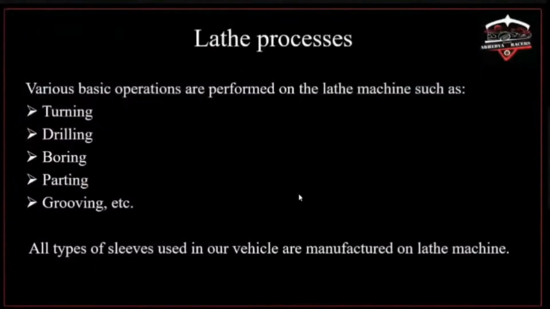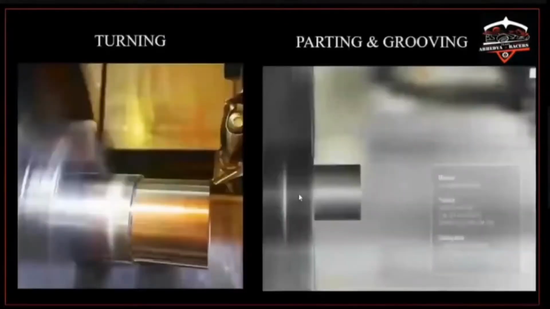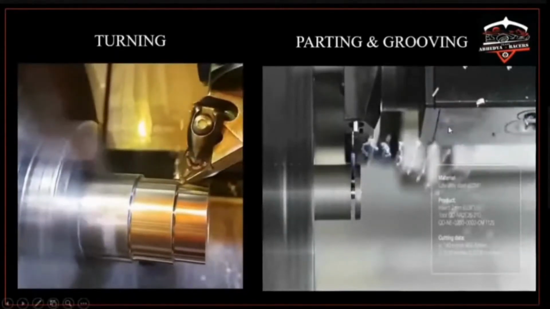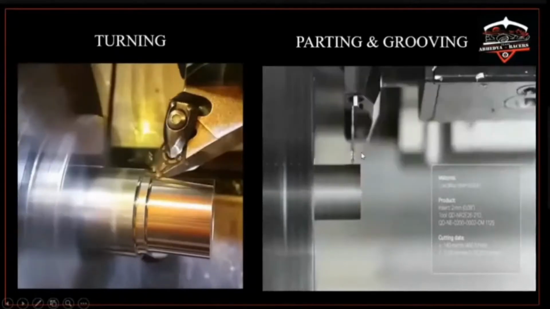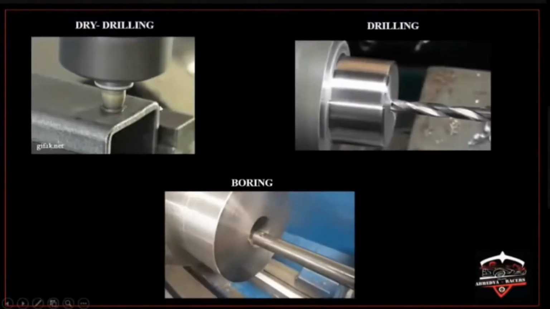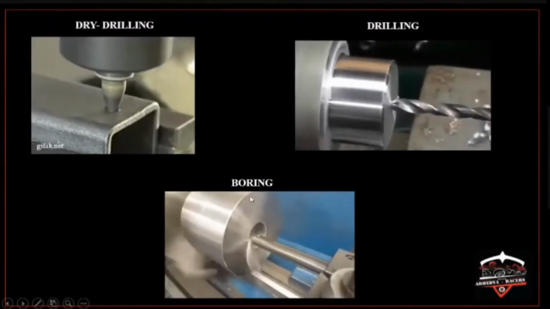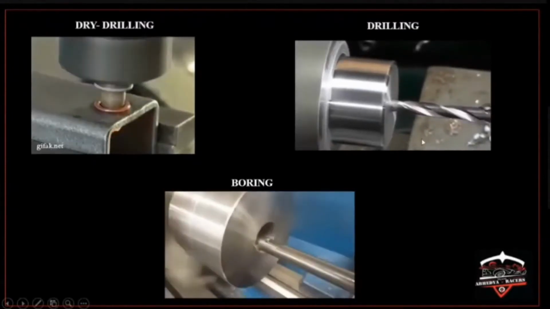Lathe processes. Various basic operations are performed on the lathe machine such as turning, drilling, boring, parting, grooving, etc. All types of sleeves used in a vehicle are manufactured on lathe machine. The first process is the turning process. The second process is the parting or grooving process. The first two clips show us the dry drilling and drilling process. The boring process is the process of expanding the drilled hole.